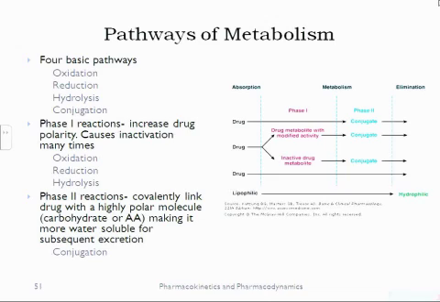But the first step, which is 3 steps, oxidation, reduction, and hydrolysis, the phase 1 reactions, are what change the drug's polarity and cause inactivation in many drugs. But ultimately, it's just the first step into making it a water-soluble agent. Most of these drugs, when they're oxidized, reduced, or hydrolyzed, are not ionized, so they cannot be gotten rid of by the kidney at that point. It's only in phase 2, where you covalently link highly polar groups, such as carbohydrates or amino acids, that you make it into an ionized, soluble agent that your kidney can get rid of.